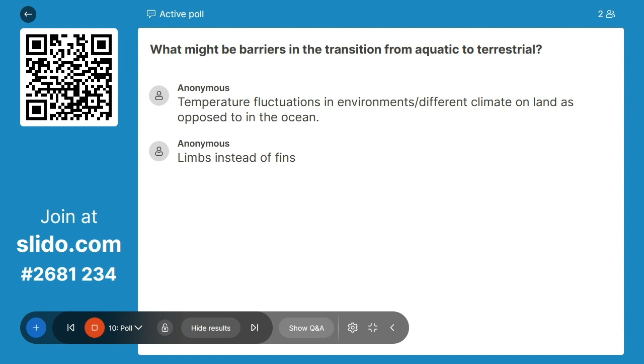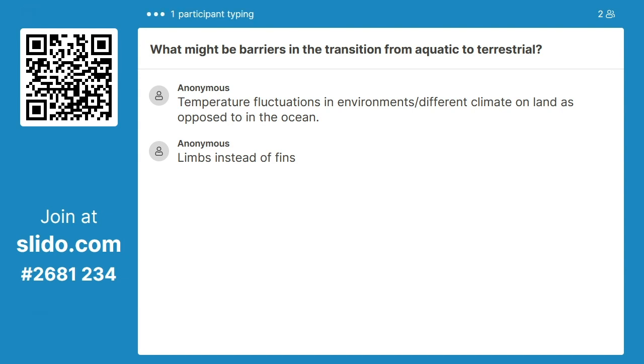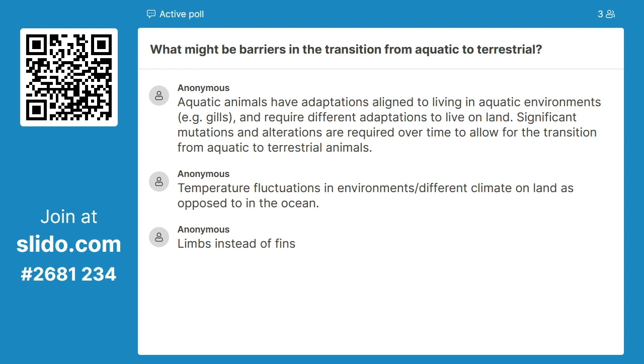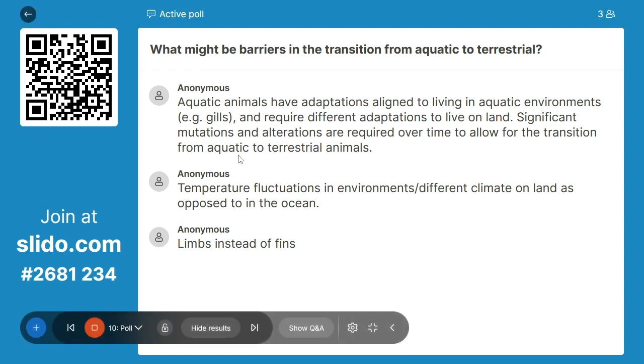Right, temperature fluctuations in environments, different climate on land as opposed to the ocean. And particularly, on land you've certainly got more extremes, so you might have to worry about things like freezing, which you might be more likely to face in deep or particularly cold water, but heat is something that's going to be a bit hard, right? And so absolutely you're going to need significant mutations and alterations.